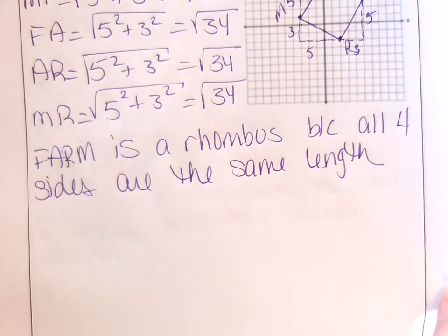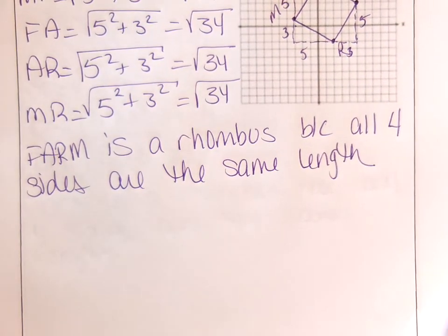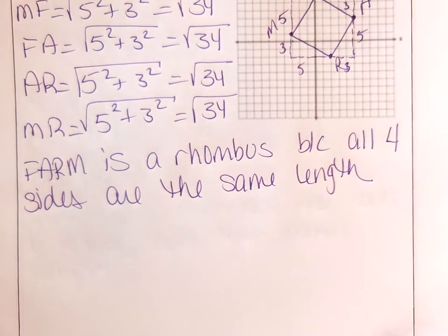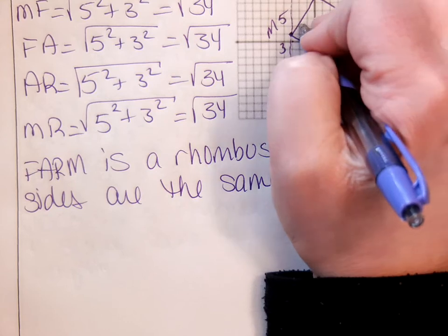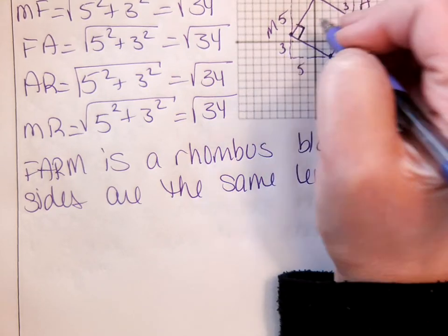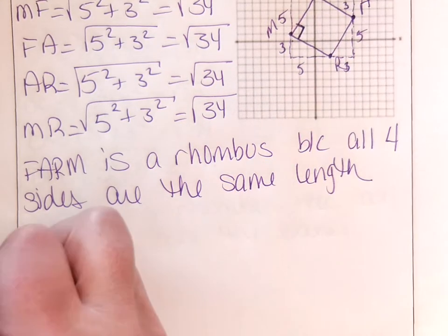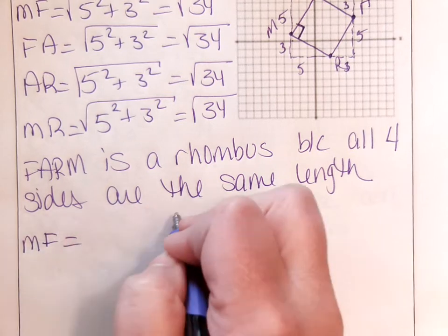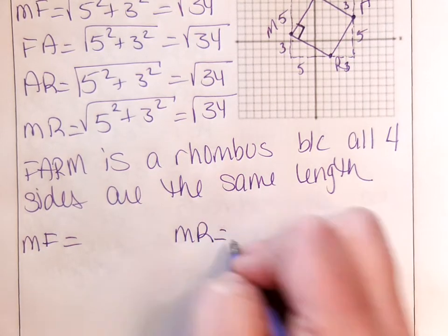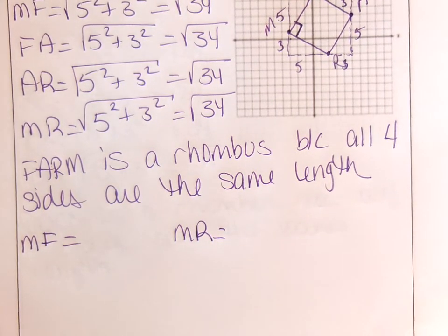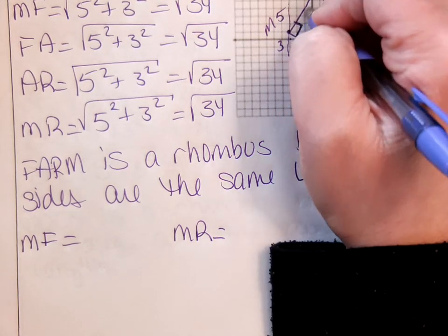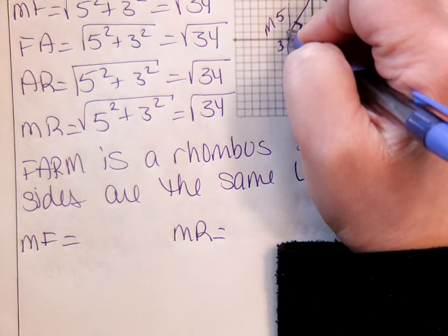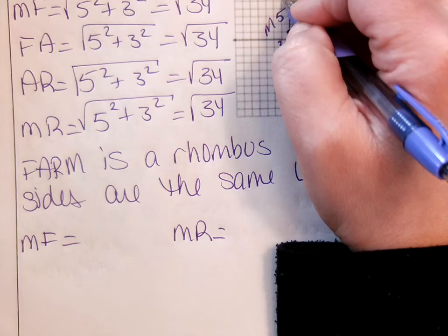And then we're going to find our slopes. Okay, so really you only have to pick two sides, find the slopes. It doesn't matter which ones you pick. So I'm going to go with angle M. So I'm going to find MF and MR, and those will be opposite reciprocals, hopefully. So MF is going up. So it's going to be positive. It has a rise of 5 and a run of 3.